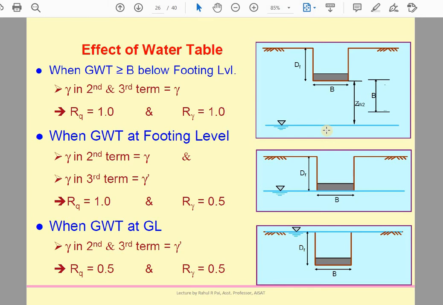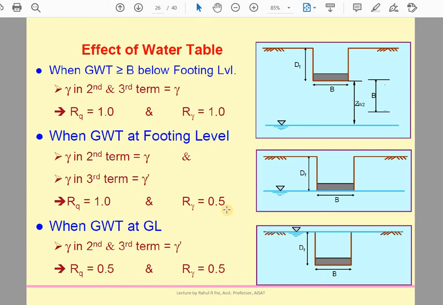Now another case, where the water table is at the base of the footing. In that case, what happens? This soil is not saturated or submerged, and this soil is submerged. So you need not apply any correction factor here, but here you have to apply the correction factor of 0.5, that is R gamma. So you can solve this in either way.